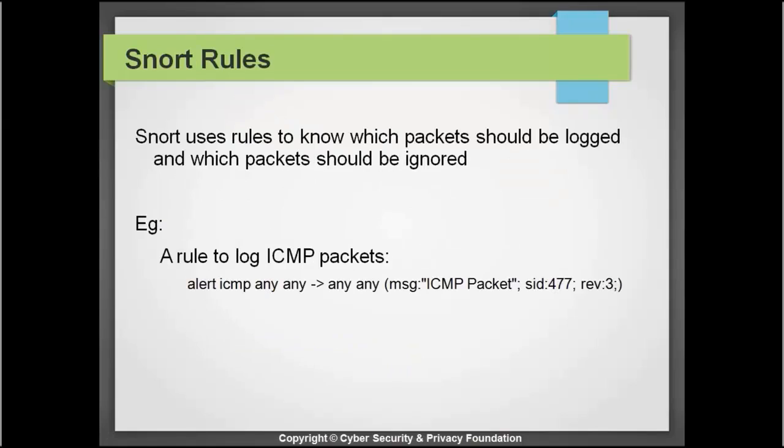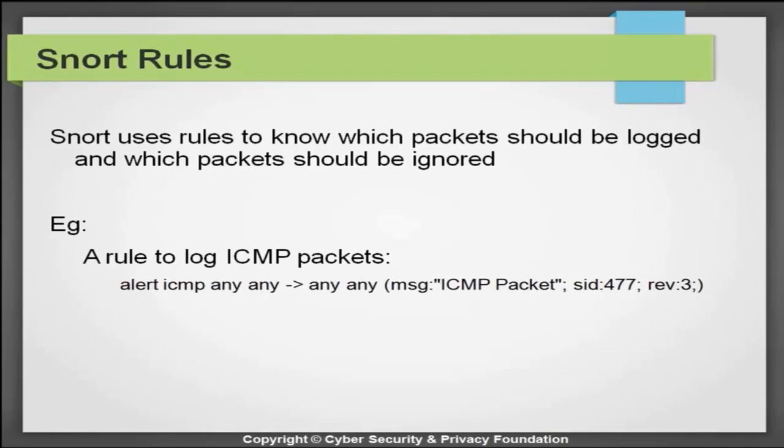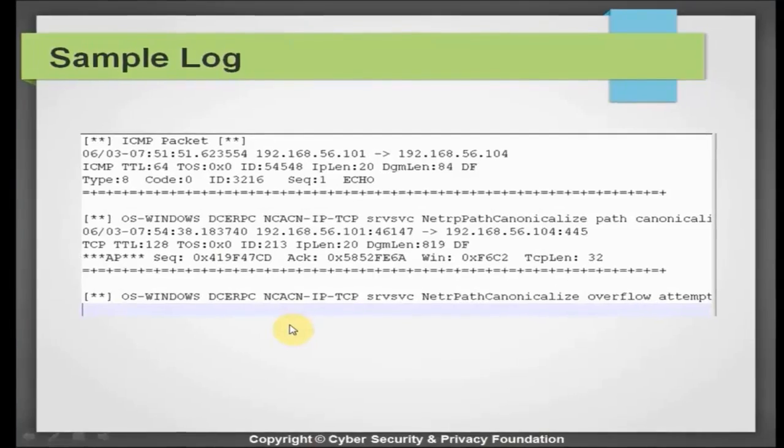Snort rules are very simple. They analyze packets that come in, and you can choose whether they have to be logged or should be ignored. This is a simple rule for alerting if there is an ICMP packet from any IP address to any IP address, and if this ICMP packet is sent, then there is a message that needs to come in the log. So the message will be ICMP packet. It's as simple as that.